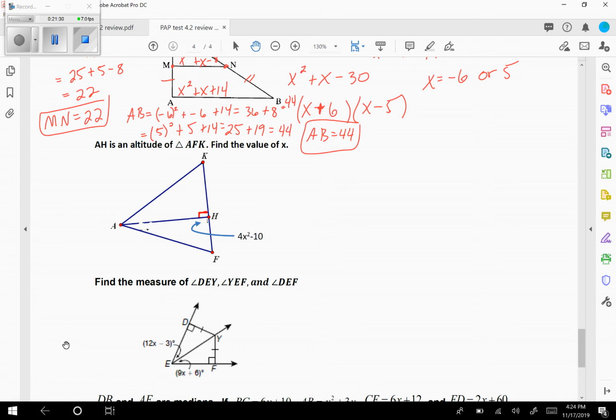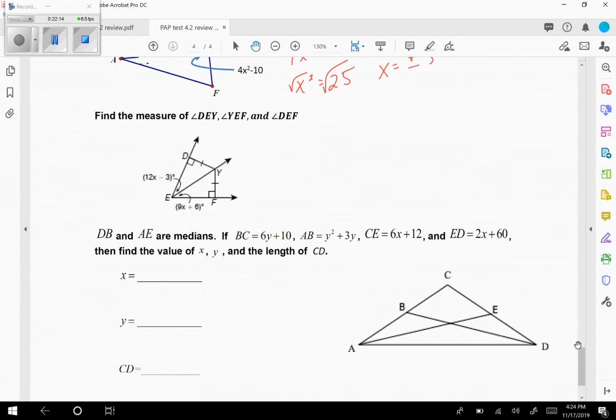Okay. Now it says AH is an altitude of triangle AFK. So it's an altitude, so we know that this is going to be a right angle here. And it says find the value of x. All right, so here we have that this is a right angle, so we know 4x squared minus 10 is equal to 90. So we get 4x squared is equal to 100. And if you divide by 4, you get x squared is 25. And so then you do the square root. And so x has to be either positive or negative 5.